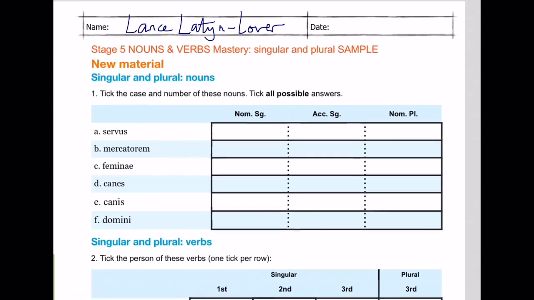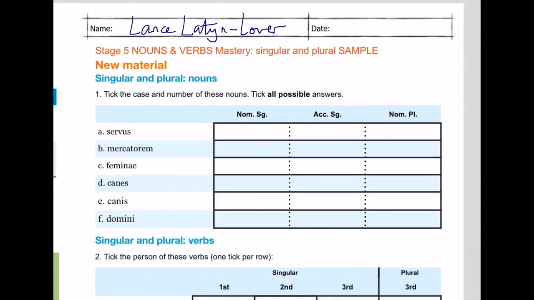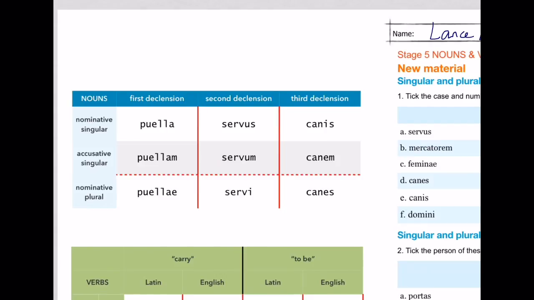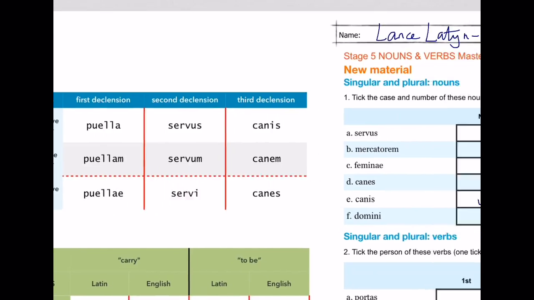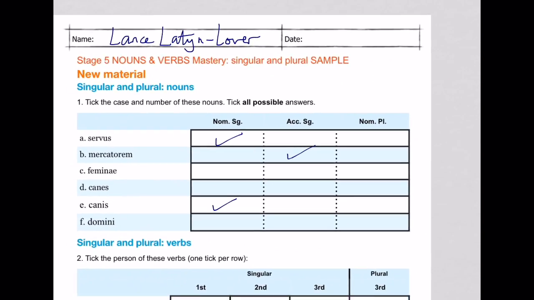Once that's done, we can go over here. Let's knock off the easy one. So the M's on the end are going to be accusative singular. So let's put that one in. The ones we know from before, like servus and puella, that kind of thing, are going to be nominative singular. Remember canis. And the new ones here, we've got feminae, which is like puellae over here. So that's one of the new plural ones.